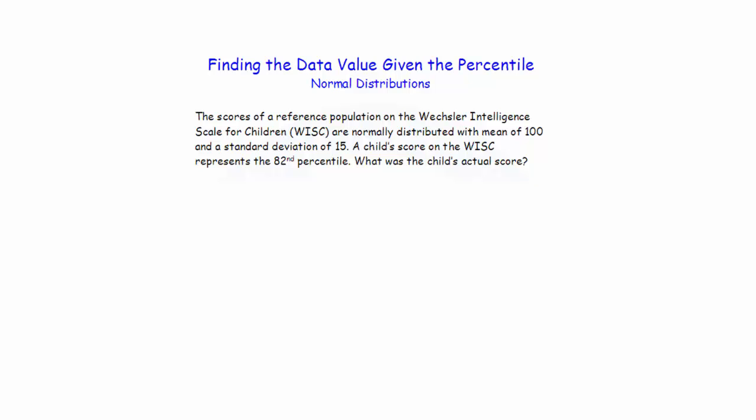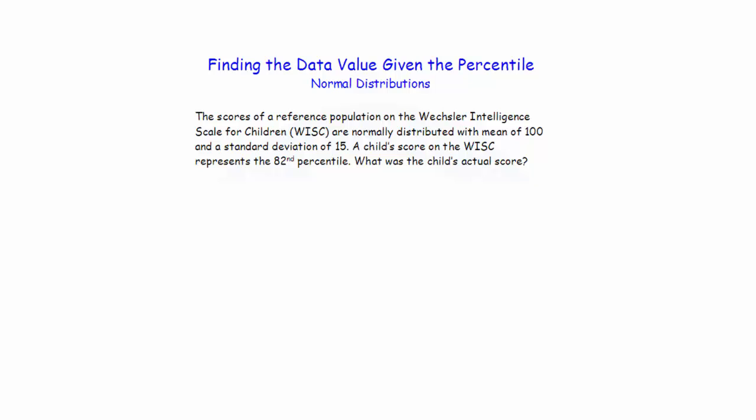In this lesson, we're going to be finding a data value when we're given a percentile. In other words, we're going to be doing the inverse of what we have been doing. Before, we have been given a z-value and we had to look up the z-score. Now we're going to be given a percentage and we're going to have to back solve and find the z-value, and then back solve and find the x value associated with that z-value.